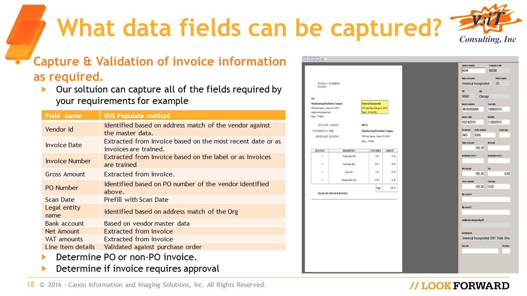Some of the fields I have noted here, such as the vendor ID, the invoice date, the invoice number, what is the gross amount, what is the PO number, scan date, etc. And this is very free form because every vendor, give or take, will have a different invoice format. So we can take any of those inputs through a clever optical character recognition. We can convert it into these fields. We can also intelligently determine whether it is a PO invoice or a non-PO invoice.